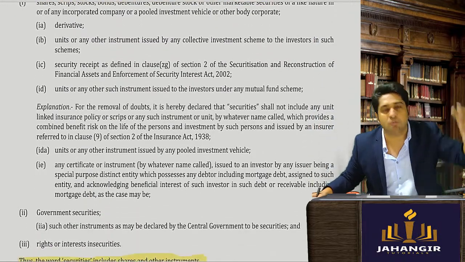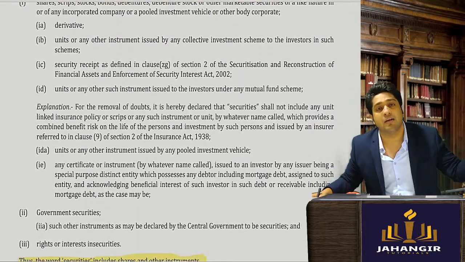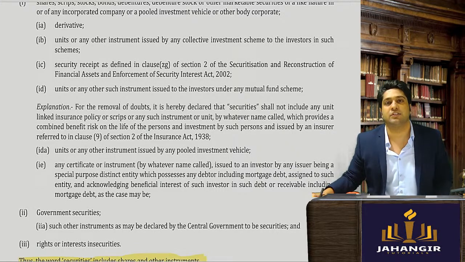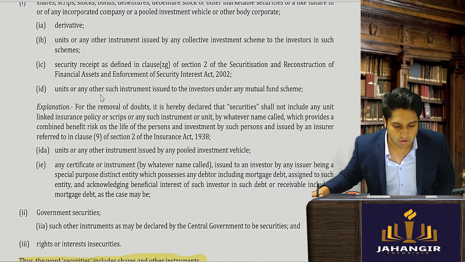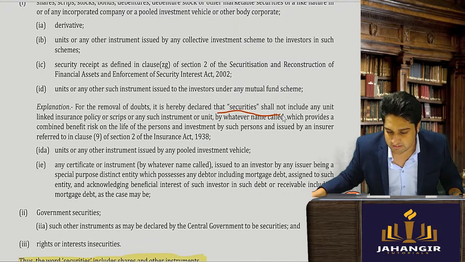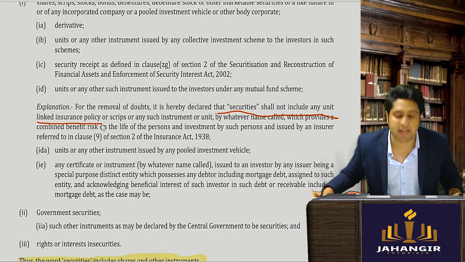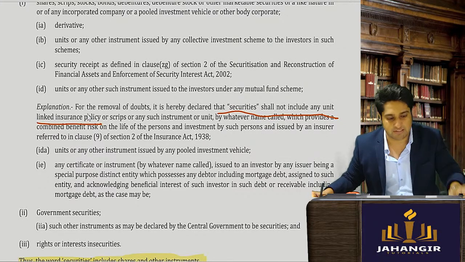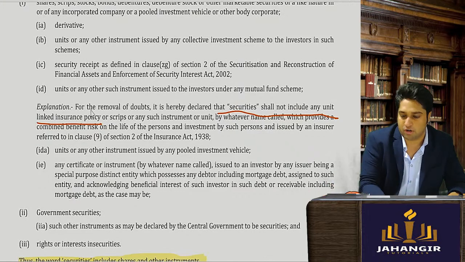So if you go to see, almost all kinds of units are there, but one kind of unit is specifically excluded, that is your insurance units. It is clearly stated that securities shall not include any unit of insurance. So if I have a life insurance policy, etc., that's not a security.